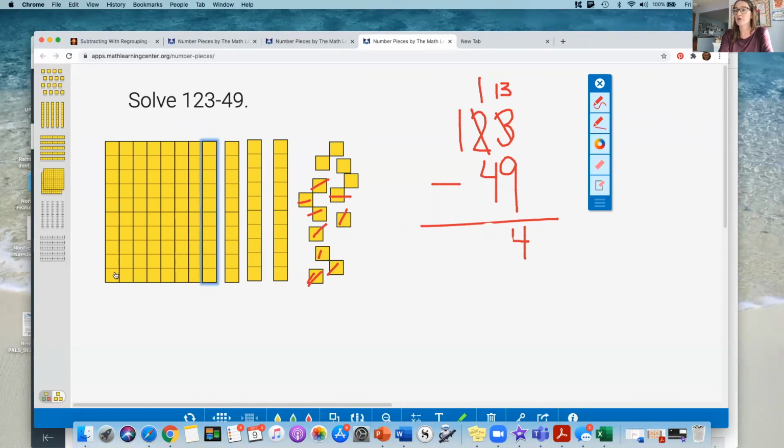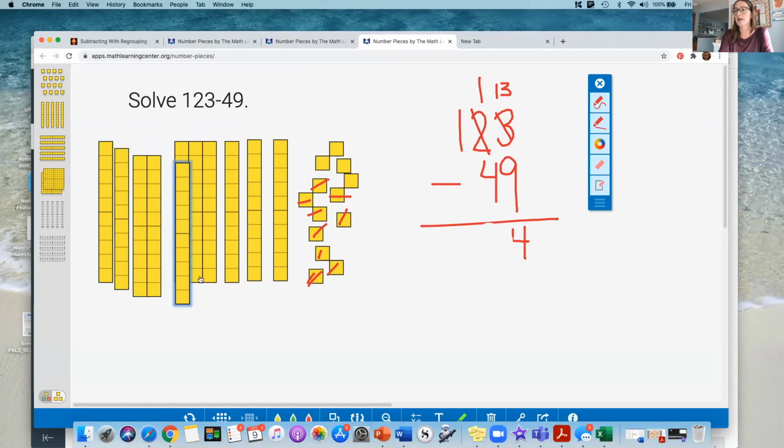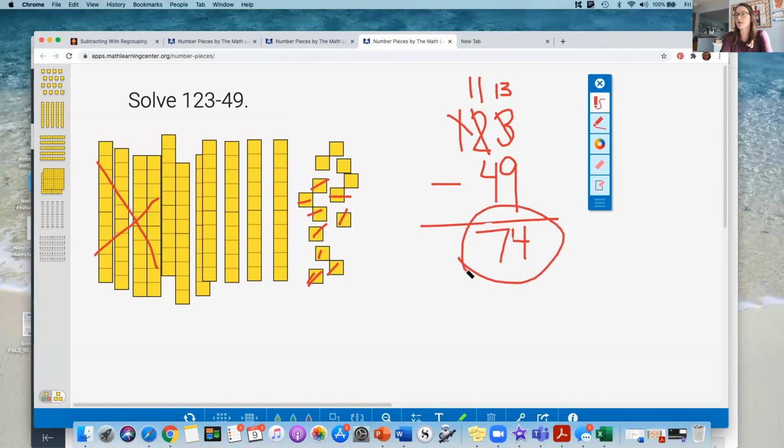How many tens do I have now? I only had 1. But now I have 11. I don't have any hundreds left, okay? I have 11 tens. Let's solve. 11 minus 4 is 7. So here's my answer, 74.